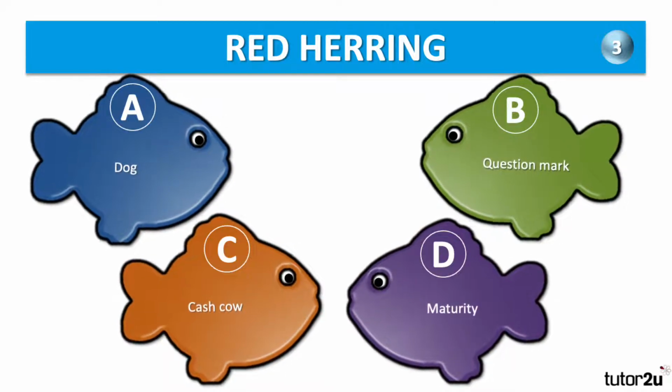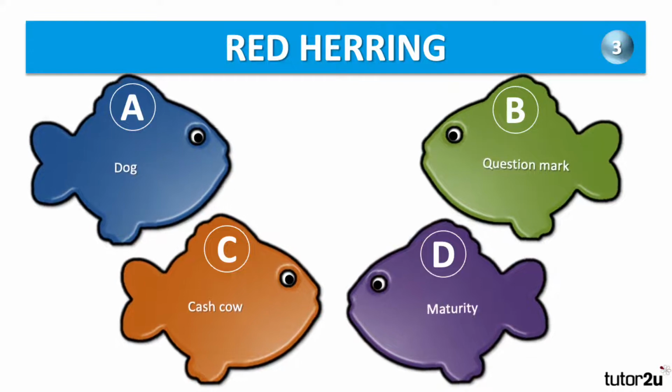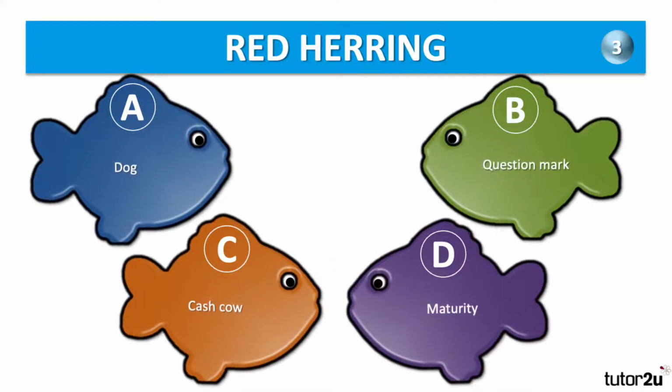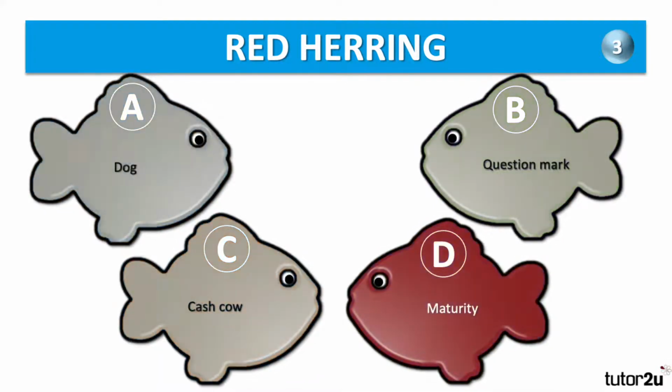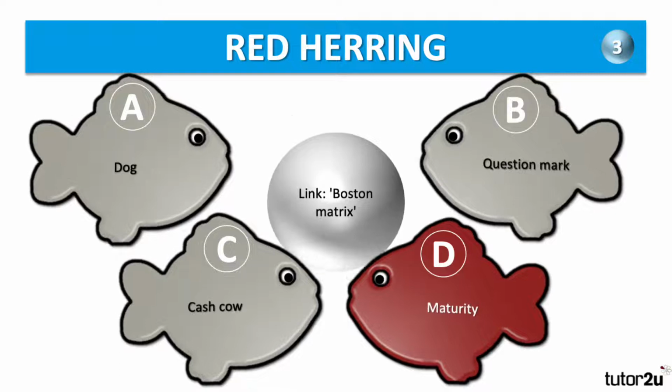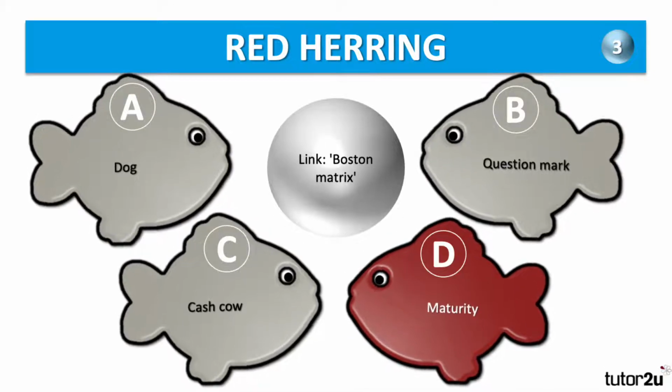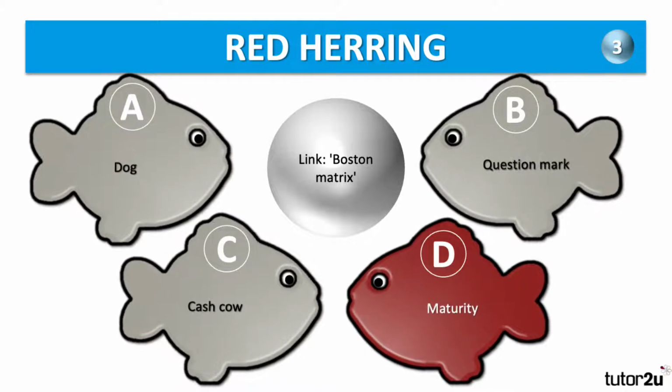So lots of people saying it is D. Give everyone a few more seconds. Fantastic. So D is correct. Yes. Can we see why, please, Jim? So the others are elements of, if we can reveal the answer, the others are elements of the Boston matrix, where maturity we would associate with the product life cycle. Fantastic. Next one, please.